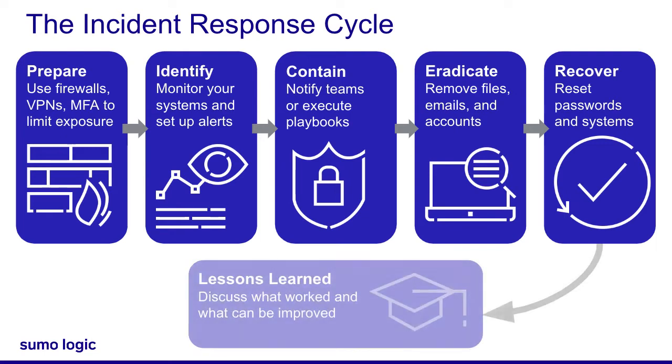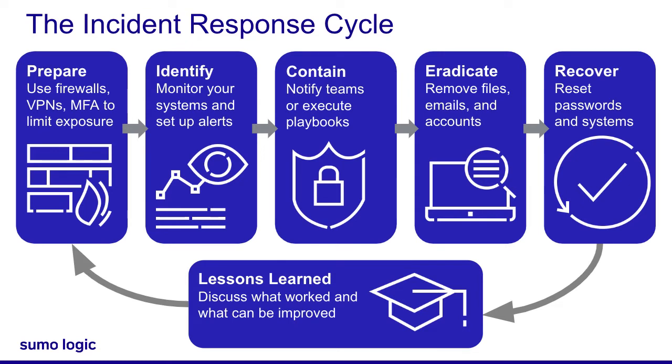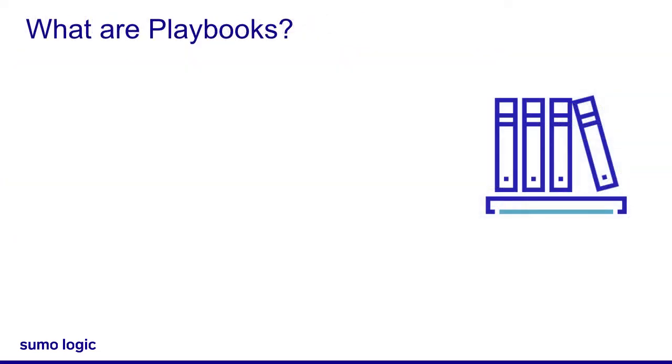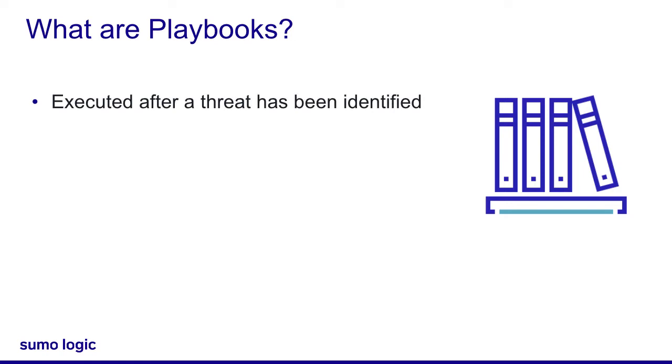Finally, discuss lessons learned. Figure out what worked and what went wrong. Use these findings to prepare better and then start at step one again. Once you've identified a potential security incident, you can respond to it in Cloud SOAR by executing a playbook.